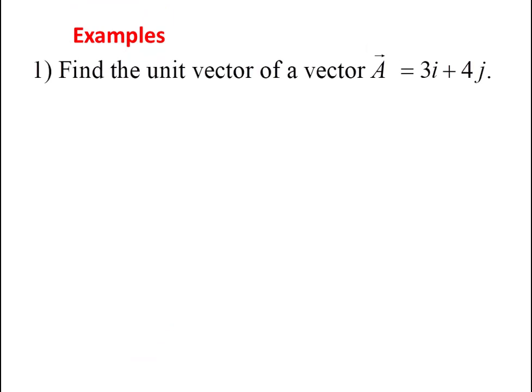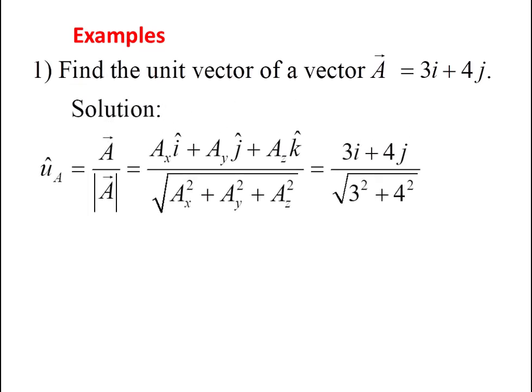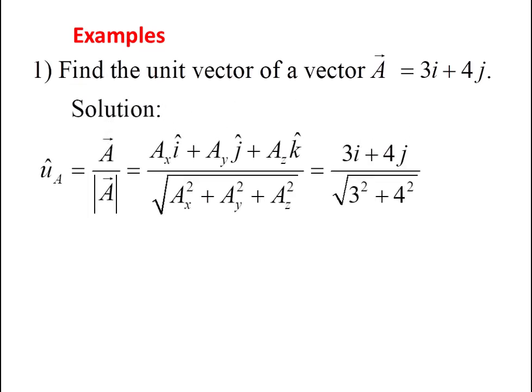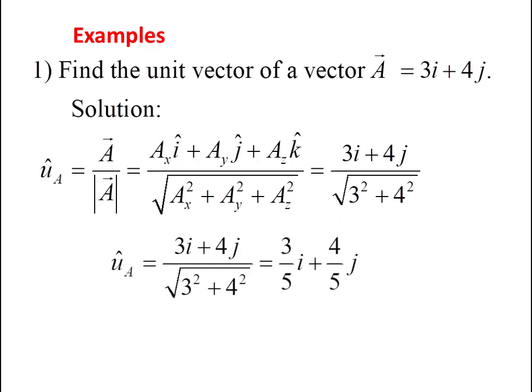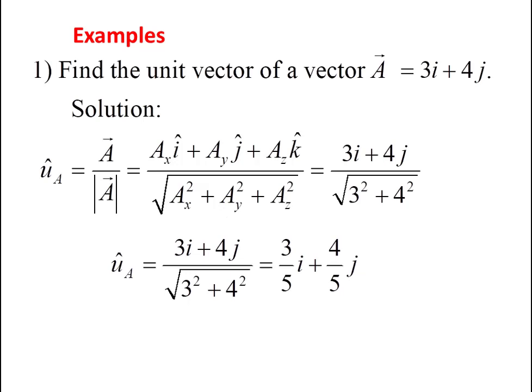Example: find the unit vector of a vector A equal to 3i plus 4j. Clearly, the unit vector is simply the given vector divided by its own magnitude, which is very straightforward: 3i plus 4j divided by the square root of the sum of the squares of the components, which in this case will give us 3/5 of i plus 4/5 of j upon very simple mathematical simplifications.